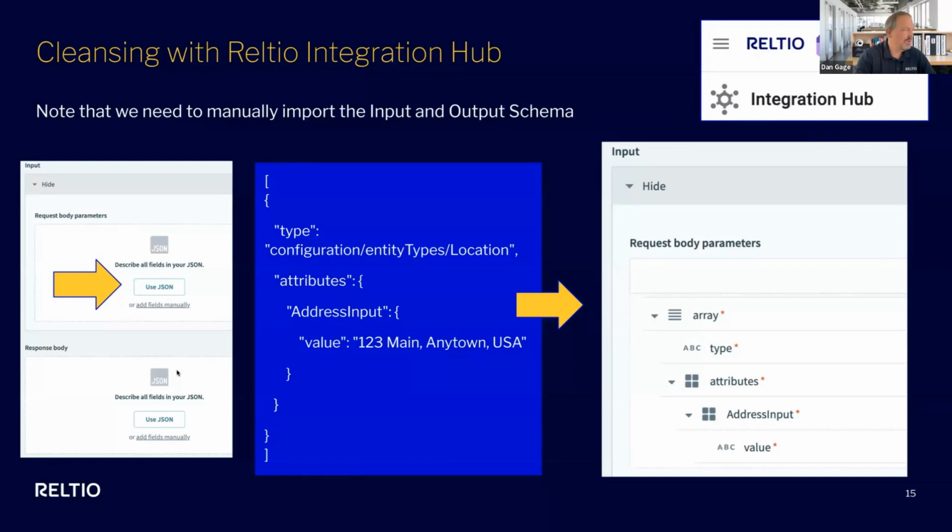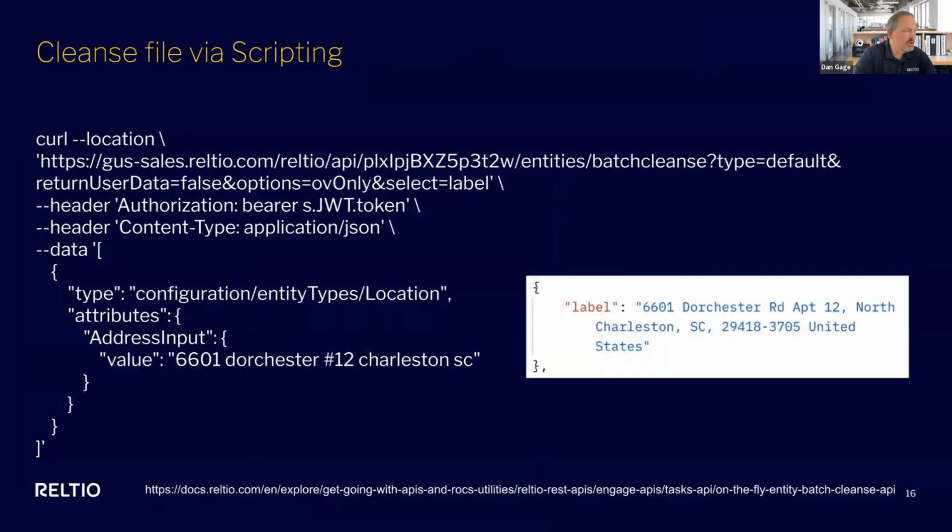And likewise, you would take the resulting structure that Reltio returns that data in, and you would import that into your response body so that you can map that data back out to the appropriate place where you want to return that data.